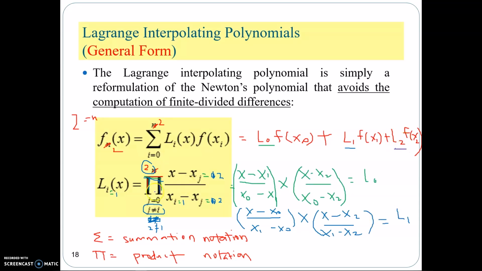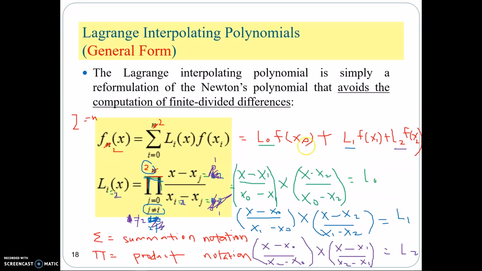Let's continue with the L2, so let i equal 2, and you start the index from j equal to 0. So 0 here is not equal to i, which is 2, therefore you can proceed, substitute the 0, then you obtain the first term, which is x minus x0 divided by x2 minus x0. Multiply with the next term, so now your index becomes j equal to 1. So 1 is not equal to 2, so this condition is met and you can proceed. So replace all the j with 1 here, and you obtain the next term, which is x minus x1 divided by x2 minus x1. So this is your L2.